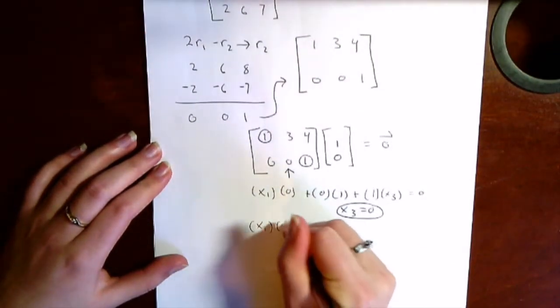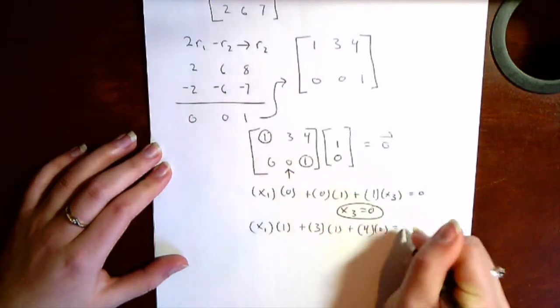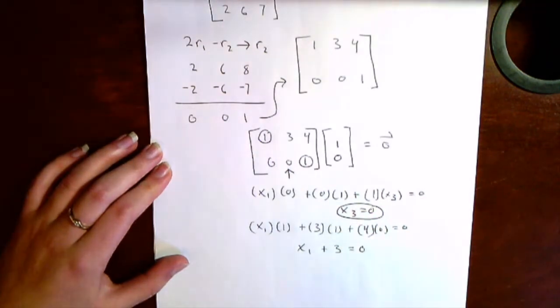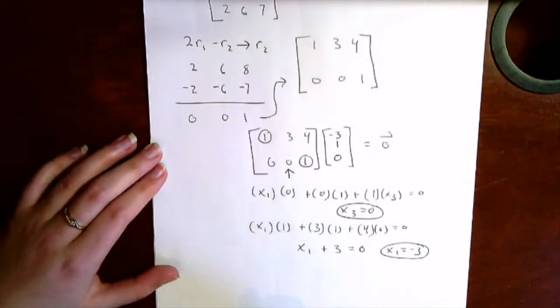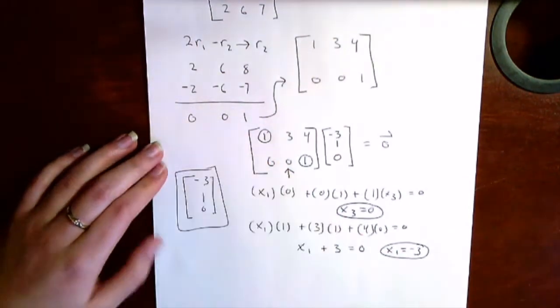Next, to find x1, you can set up x1 times 1 plus 3 times the free variable 1 plus 0 times 4. You solve for x1 and get -3. The basis for the null space of this matrix is one-dimensional. It is the vector -3, 1, 0.